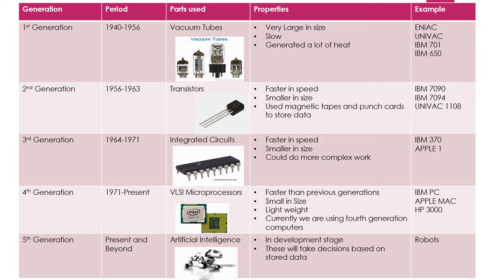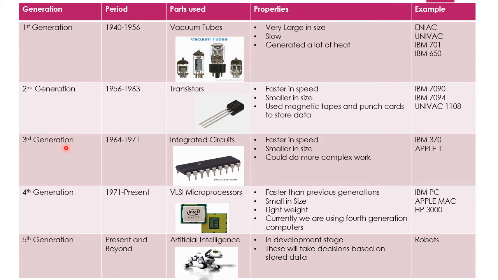Second generation. Second generation was from 1956 to 1963. This generation used transistors. They were faster in speed, they were smaller in size than the first generation computer, and they used magnetic tapes and punch cards to store data. See, first generation computers were not storing the data. Examples are IBM 7090, IBM 7094, UNIVAC 1108.